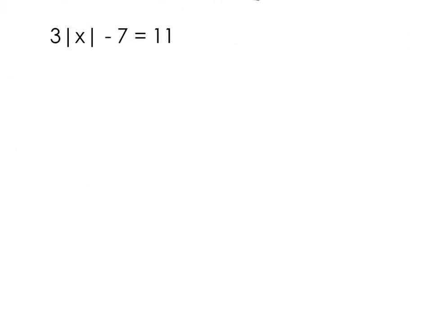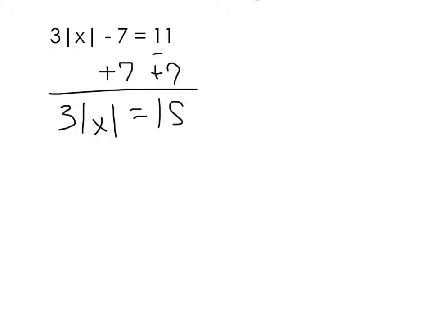This situation is a little bit different because we have a problem here. 3 times the absolute value of x minus 7 equals 11. We only have rules for solving problems that have the absolute value of x, or the absolute value of an expression containing x, that are isolated. We need to isolate the absolute value of x. We will do that by first adding 7 to both sides. That gives us 3 times the absolute value of x equals 18.